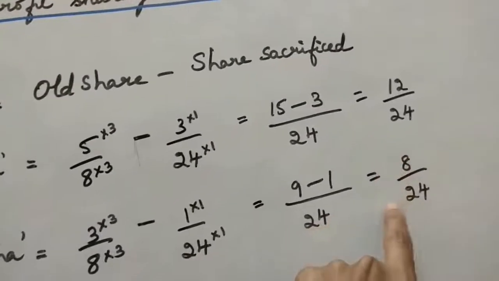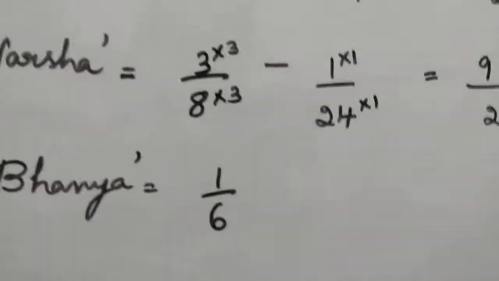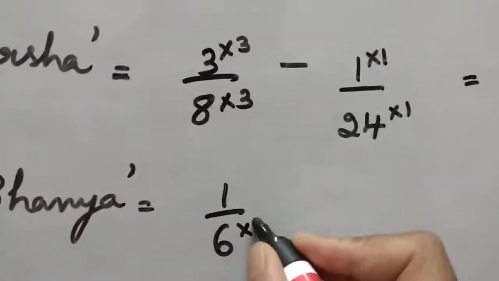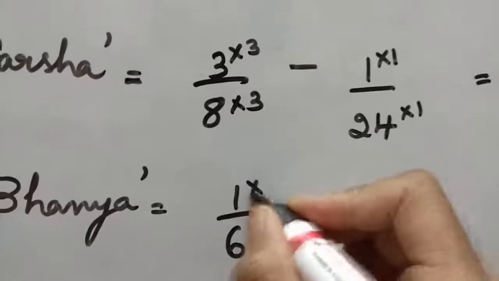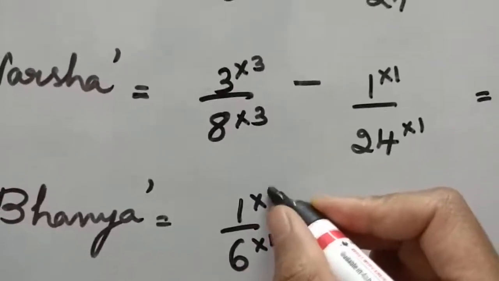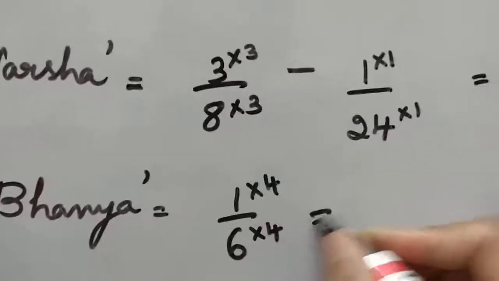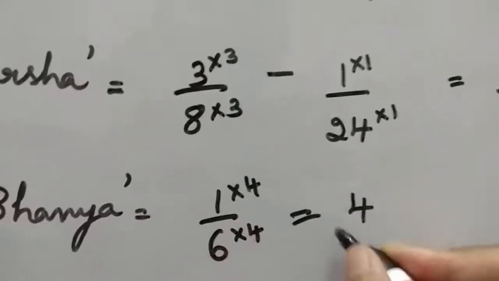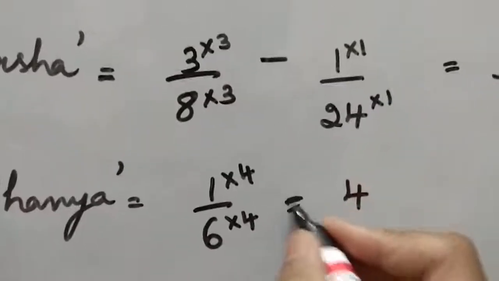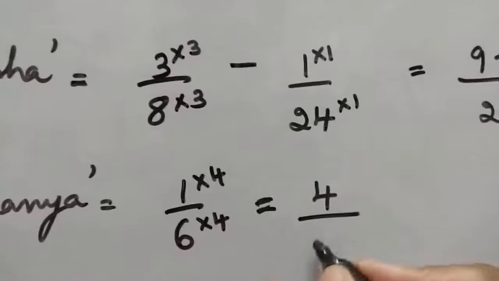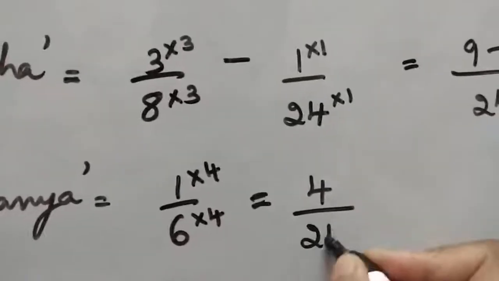Now just observe, 6 is not equal to the other denominators. Bring it equal to that. In the 6 table, 24 comes: 6 fours are 24. 6 times 4, if you multiply, you get 24. So 1 fours are 4, and by 6 fours are 24.